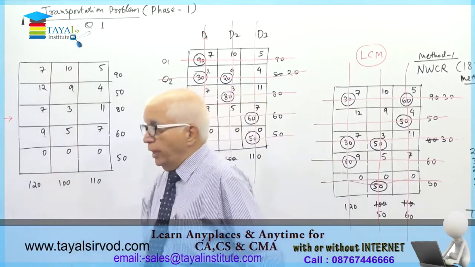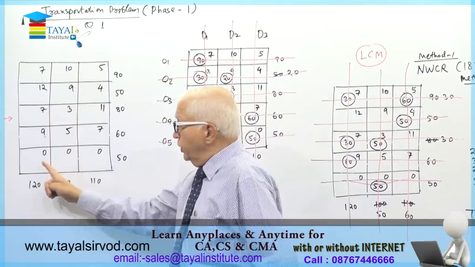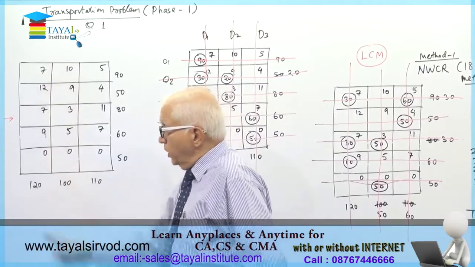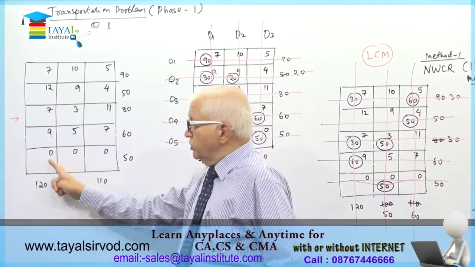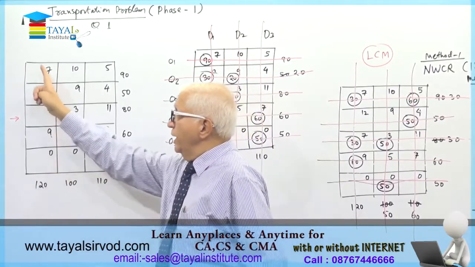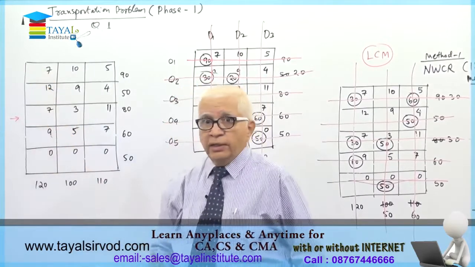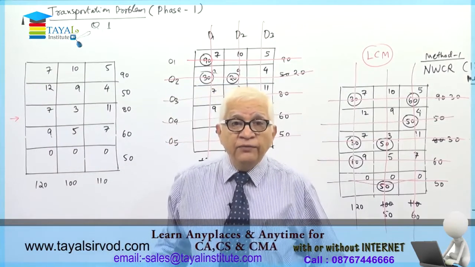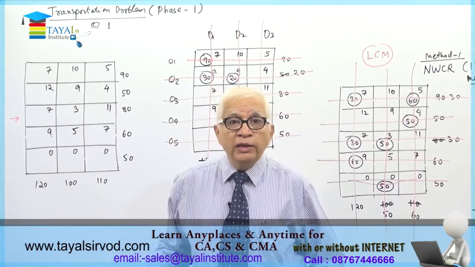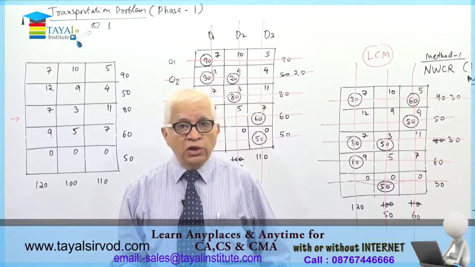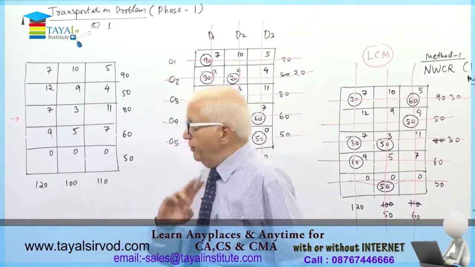Now look at column number 1. Remember, 0 is to be considered as a real cost. Now in column number 1, the lowest cost is 0. What is the next lowest in column number 1? It is 7, either this 7 or this 7. What is the difference between 7 and 0? 7. That means the penalty associated with column number 1 is 7. Difference between two least costs in column number 1 is 7.